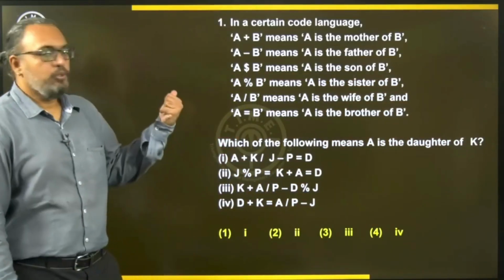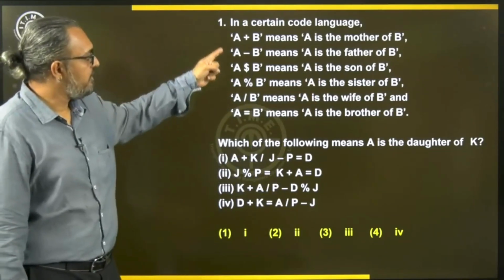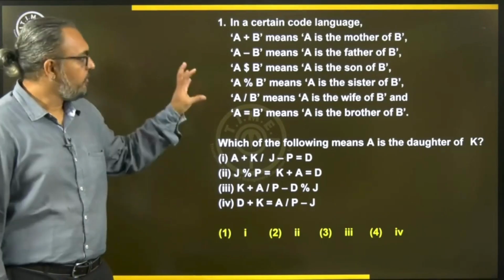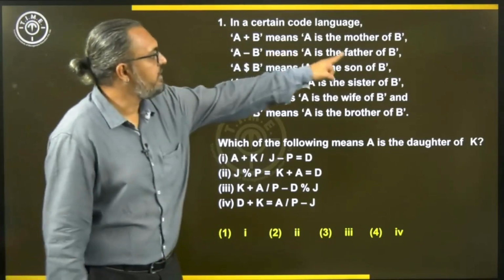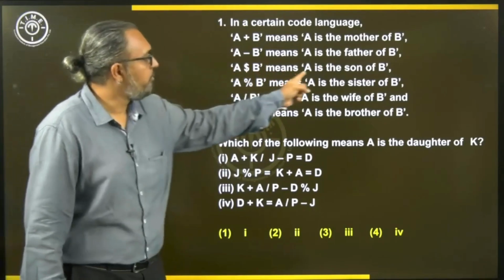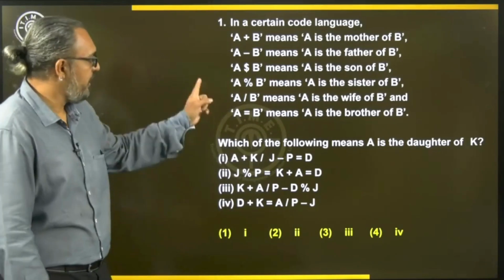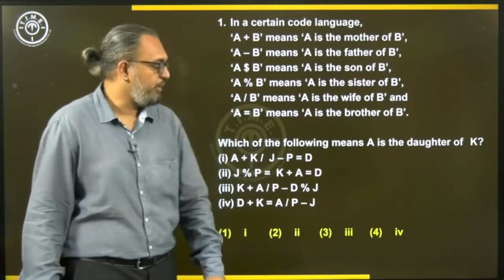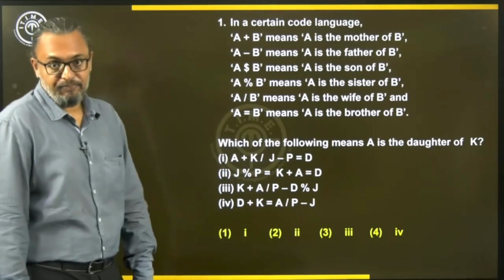Okay. So the first question says, in a certain code language, some symbols are used for giving relations. A plus B means A is the mother of B. A minus B means A is the father of B. A dollar B means A is the son of B. A percentage B means A is the sister of B. A by B means A is the wife of B. And A equals B means A is the brother of B. Now it is asking which of the following means A is the daughter of K.